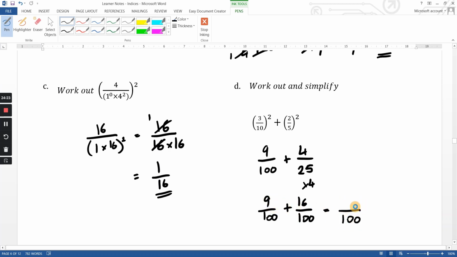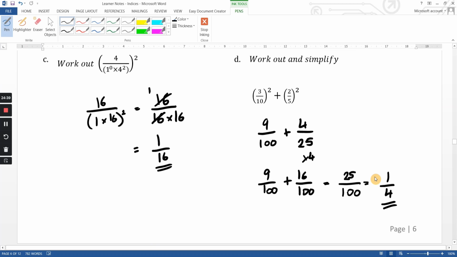9 plus 16 is 25. That does simplify, doesn't it? And that's going to be 1 over 4. Brilliant. That's a really good one. And you do have to simplify because it says so. I like that question.